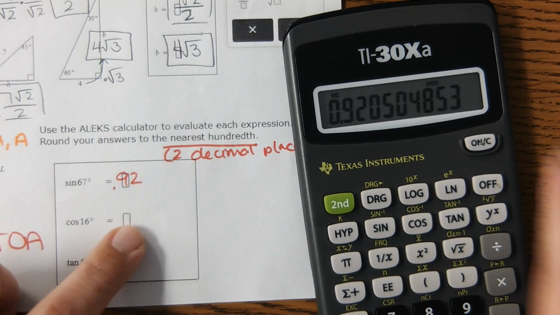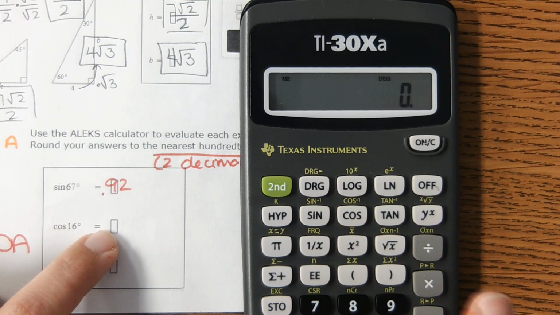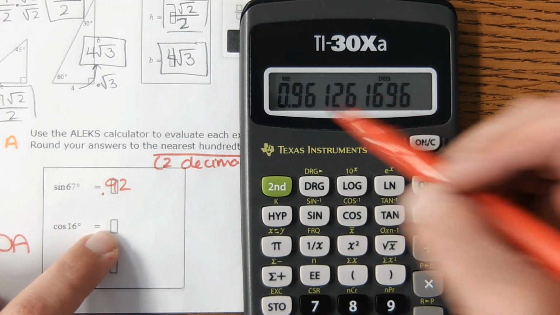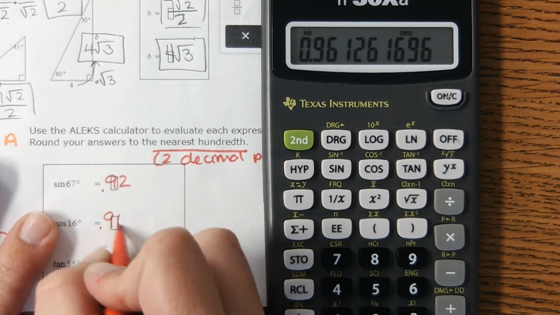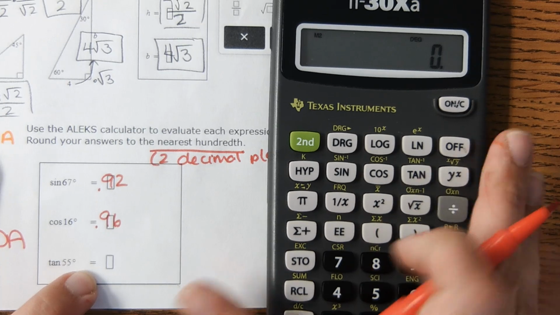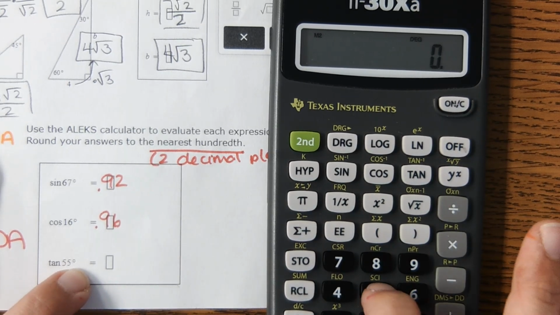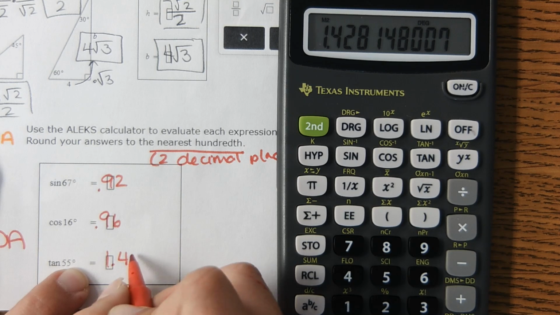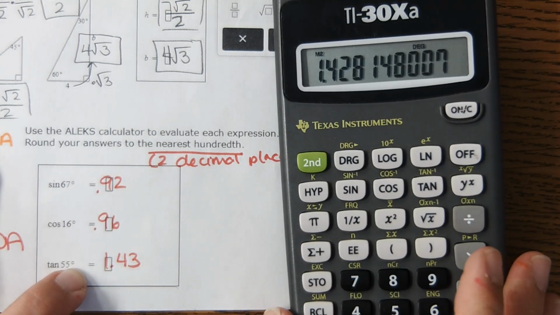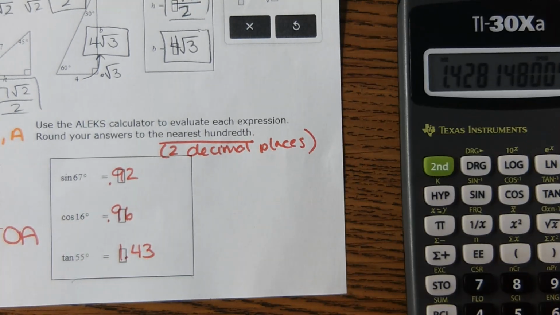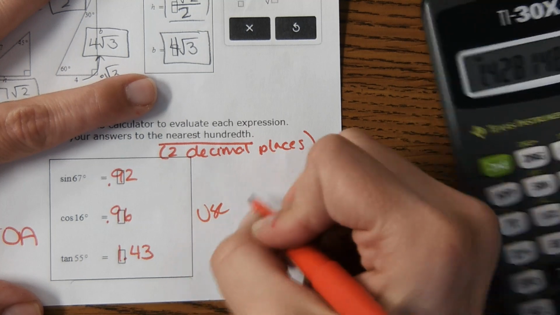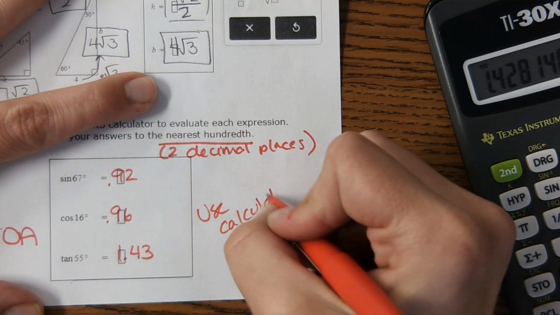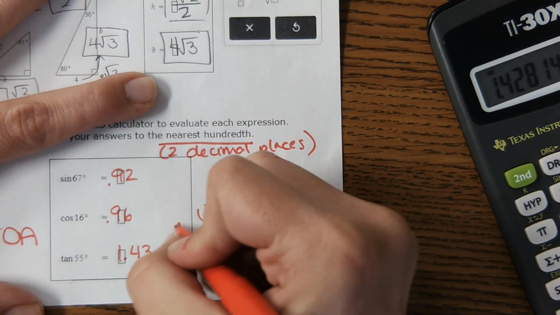Next, cosine of 16. So you just do 16 cosine, 0.96. And then tangent of 55, so you do 55 tan, and you get 1.43. Like that. So use calculator. So just make a note to use the calculator.